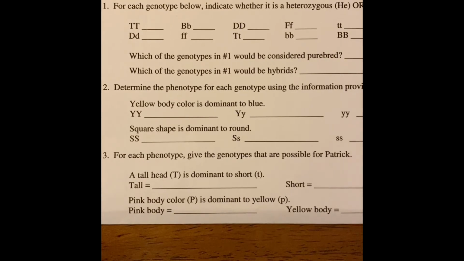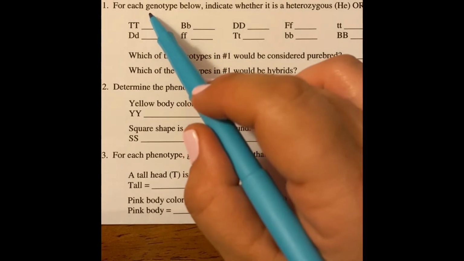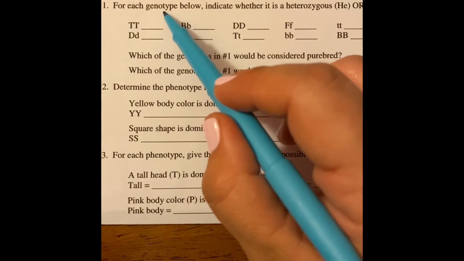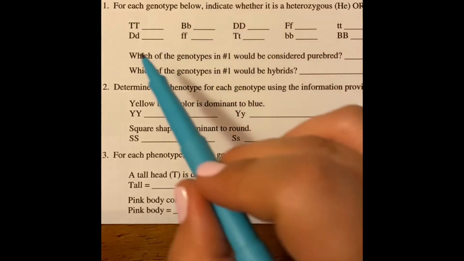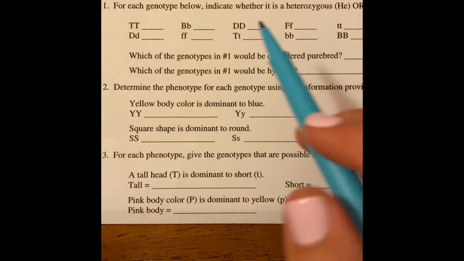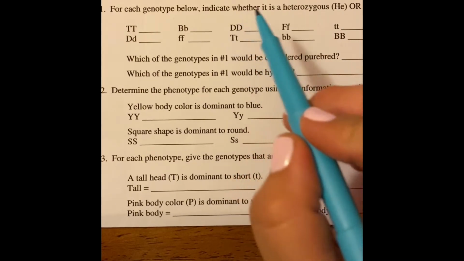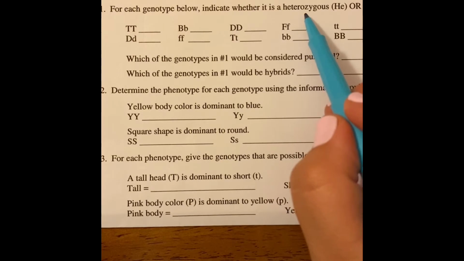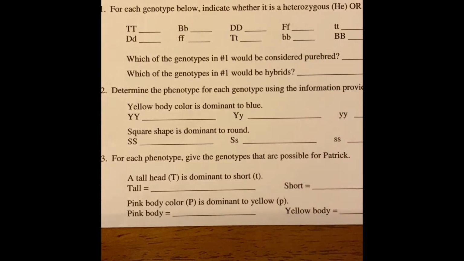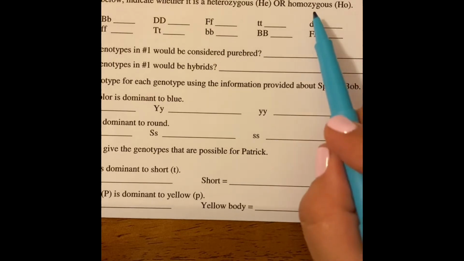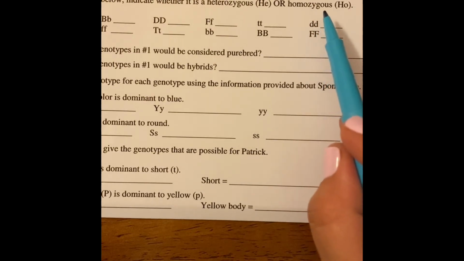Let's go ahead and get to our notes worksheet now, our monohybrid cross notes. There's a couple different segments to it, some activities that we'll be doing quite frequently in this segment of our learning. The first thing it wants us to do, it says for each genotype, remember genotypes are our letter combos. So these are all example genotypes. We need to indicate whether it is heterozygous or has different size letters, or homozygous and has the same size letters.